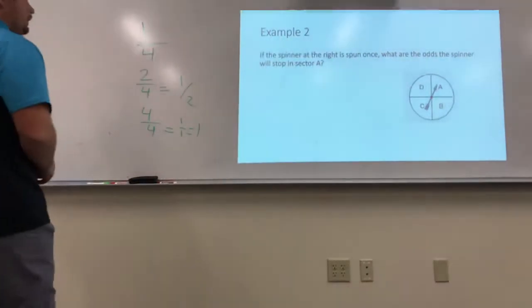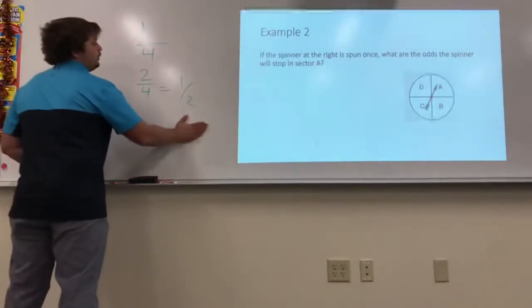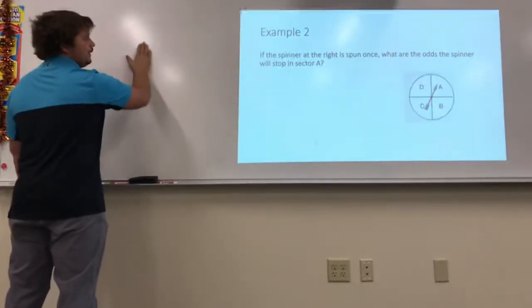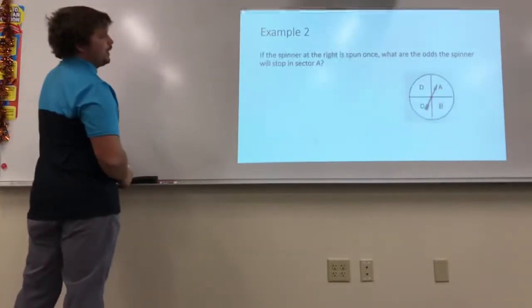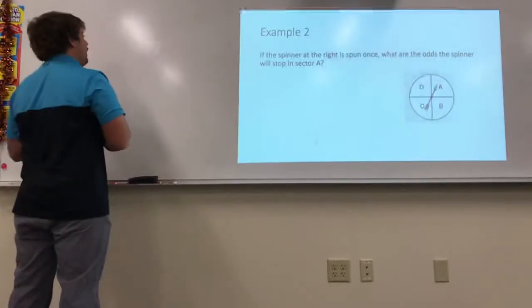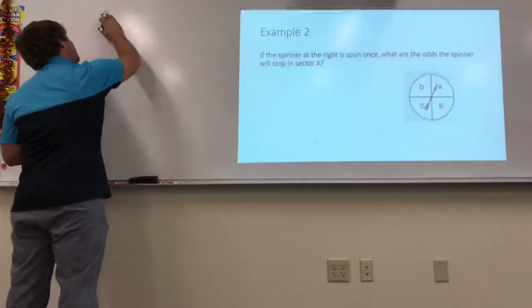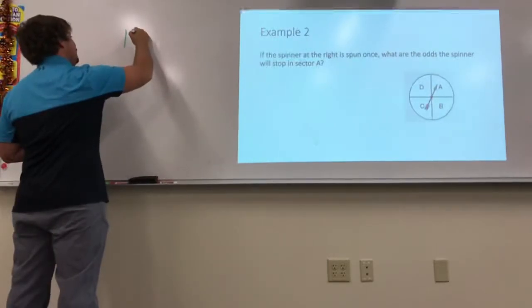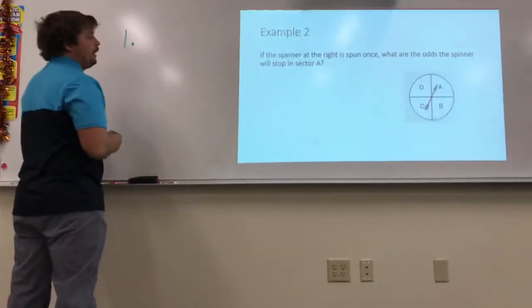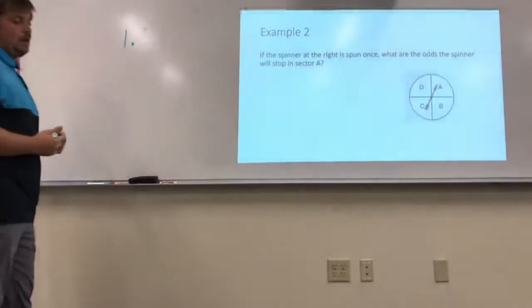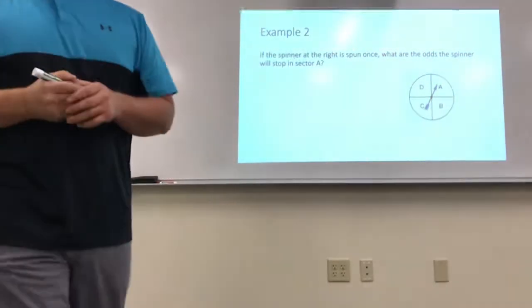Okay, now, in example 2, if the spinner at the right is spun once, what are the odds the spinner will stop in section A? Well, odds are a little bit different, because with odds you're going to have the one you want, colon, and your other possibilities. So this is 1 in 3 odds.